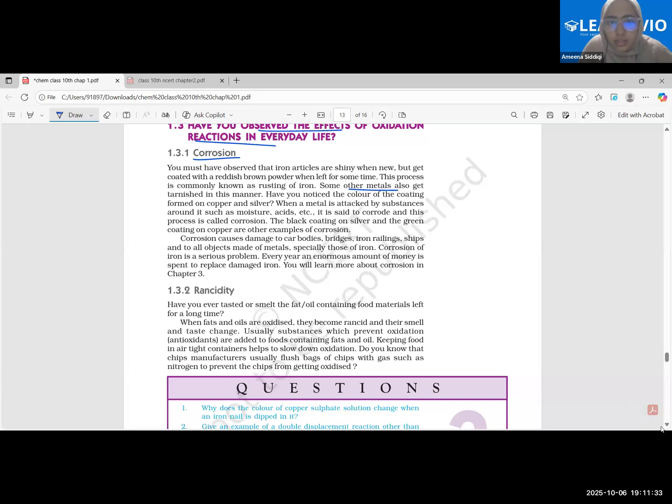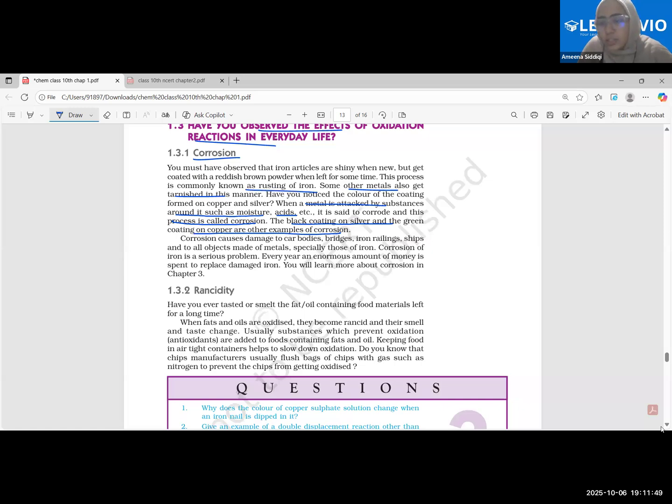Other metals also get corroded. When a metal is attacked by substances around it, such as moisture and acids, it is said to corrode, and this process is called corrosion. The black coating on silver and green coating on copper are other examples of corrosion. One is nothing but rusting.